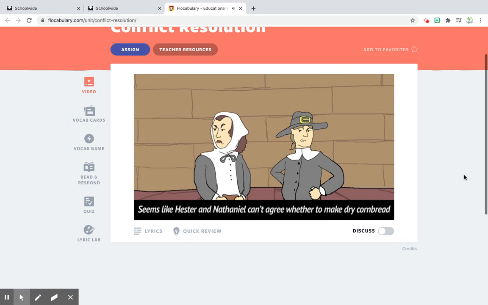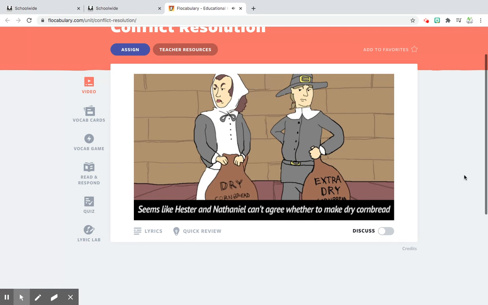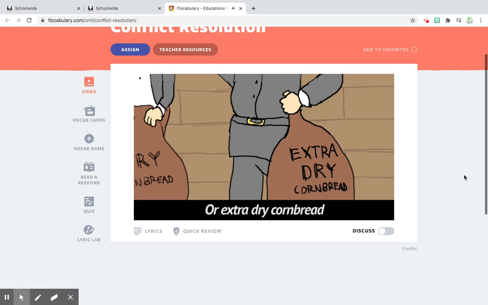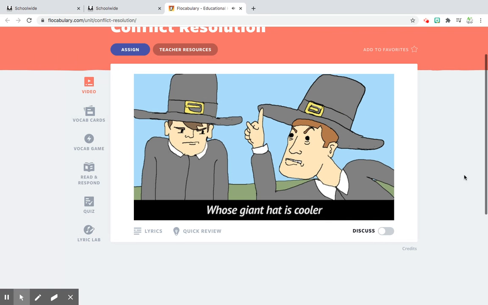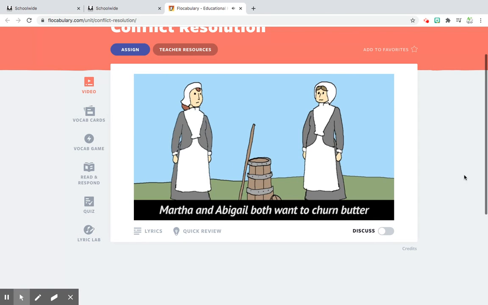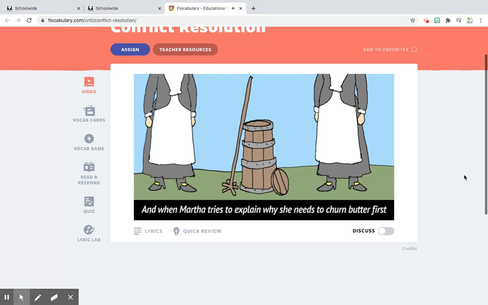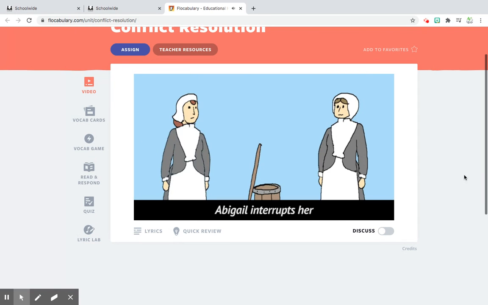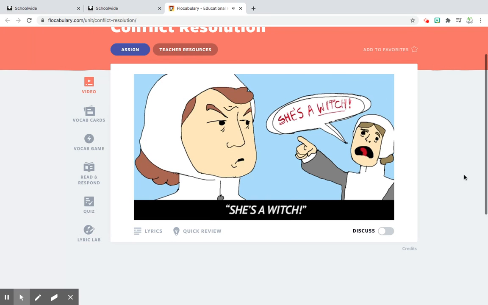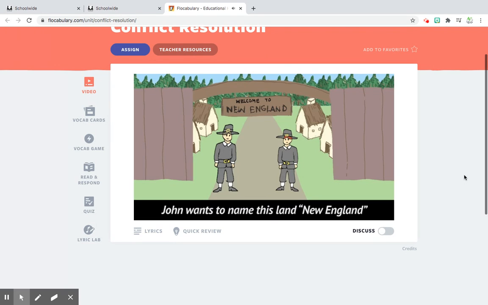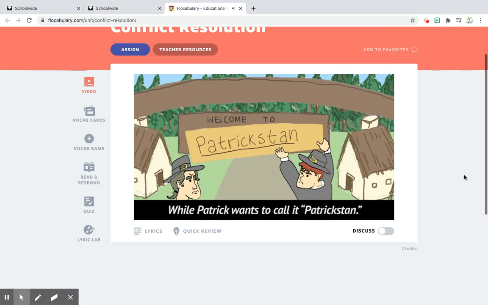Seems like Hester and Nathaniel can't agree whether to make dry cornbread or extra dry cornbread. Bartholomew and George are arguing about whose giant hat is cooler. Martha and Abigail both want to churn butter, and when Martha tries to explain why she needs to churn butter first, Abigail interrupts her. I really need to churn the butter to make the... She's a witch! John wants to name this land New England, while Patrick wants to call it Patrickstan.